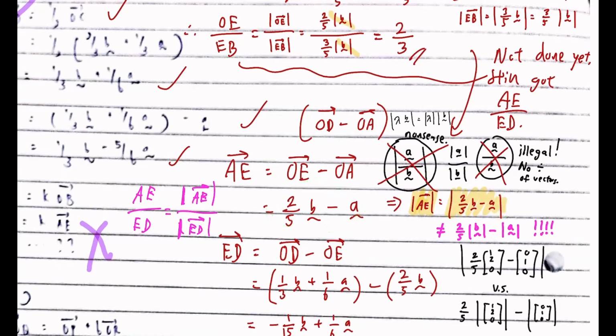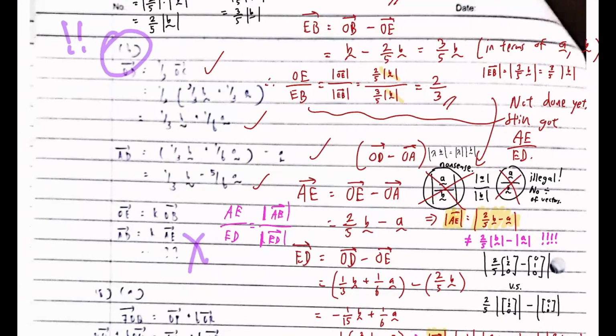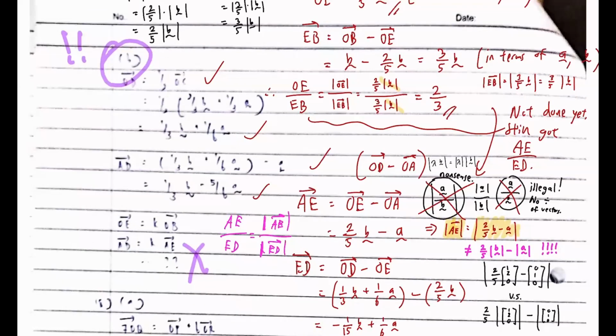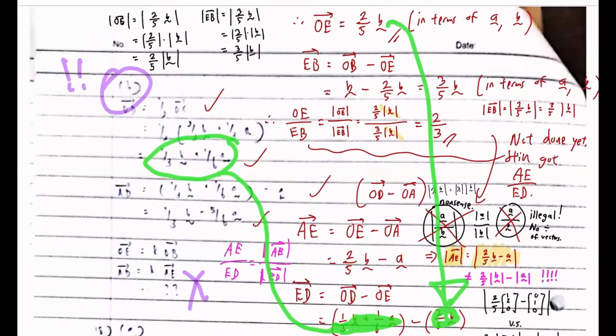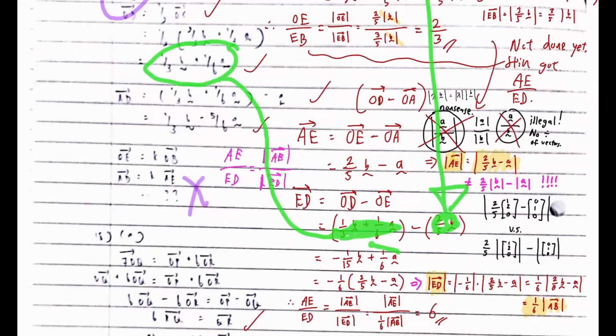Let's find our other vector, ED. ED will be OD minus OE. But what's OD? OD we already found just now from part... actually, we haven't found it. Let me double check. Oh, actually, we did. You found it over here: half of OC, so 1/3 of B plus 1/6 A. Just put that over here, then minus away OE, which is 2/5 of B. Then you just subtract and simplify, you get negative 1/15 B plus 1/6 A.